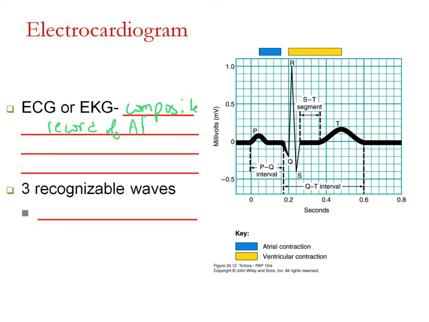of the action potentials and electrical signals produced by all the heart fibers or muscle fibers. Okay, as three recognizable waves, you have the P wave first, the QRS complex, and the T wave. All right. And they all have different things. Again, this is an electrical reading. This is not showing contraction. You can infer contraction and relaxation based on what you know about what's happening electrically.